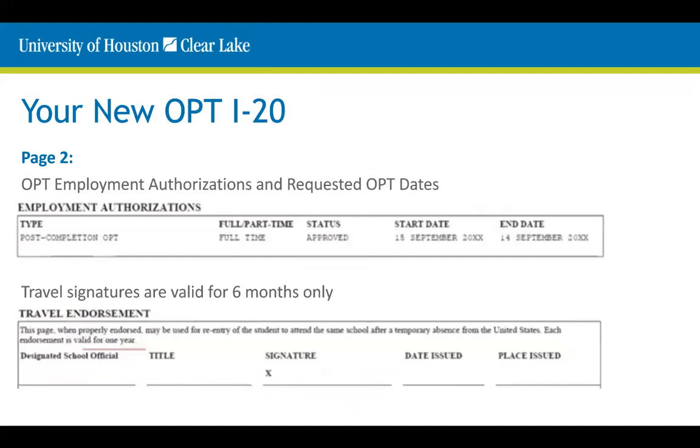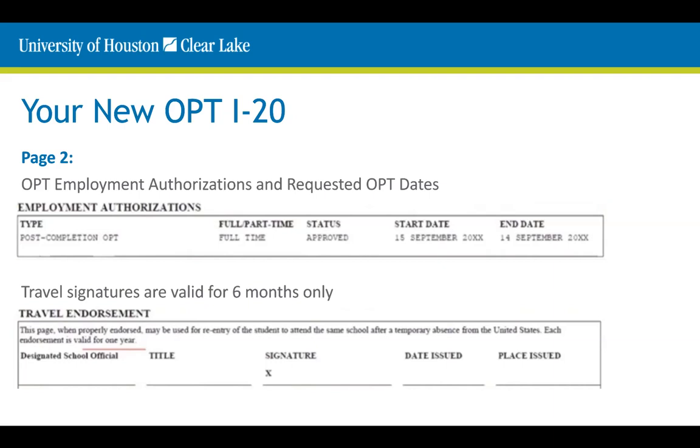And finally, on page 2 of your new I-20, be sure to check that the OPT employment authorization dates you have requested are listed. If you would like to change the requested dates, you can only do this if you have not submitted your application to USCIS. Email your advisor to make this request.